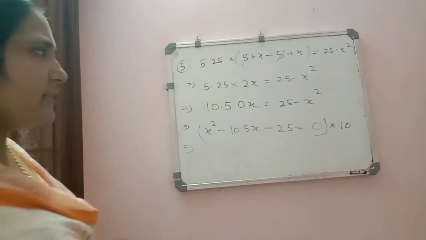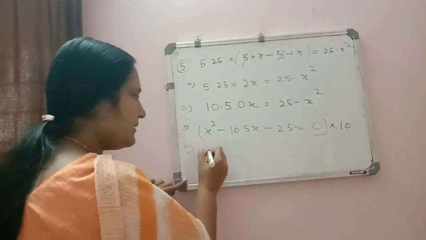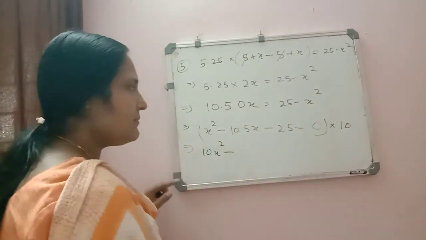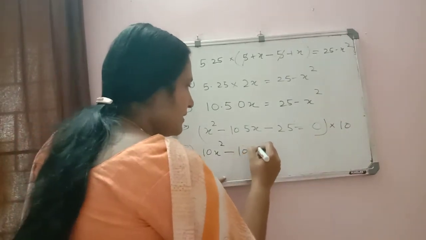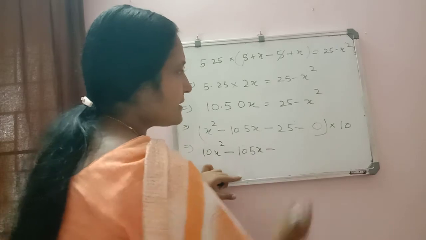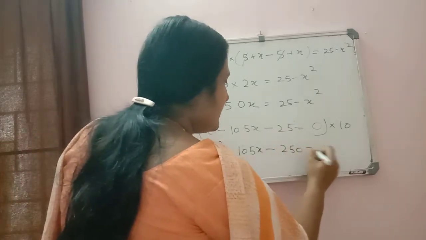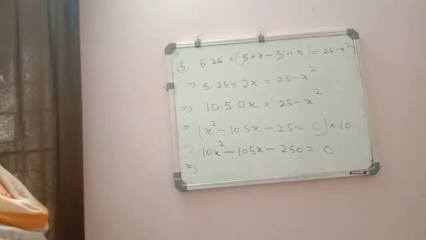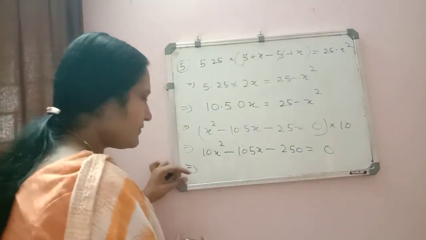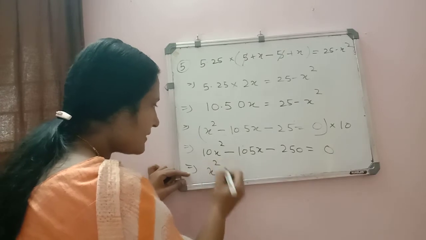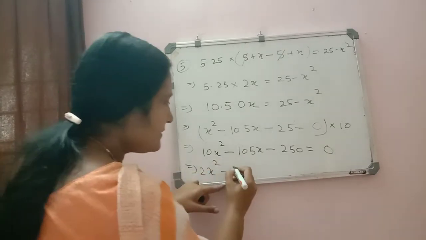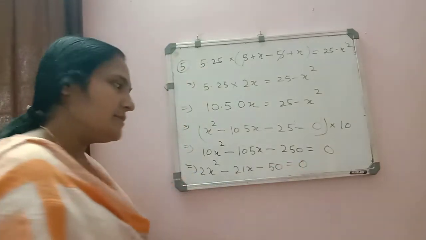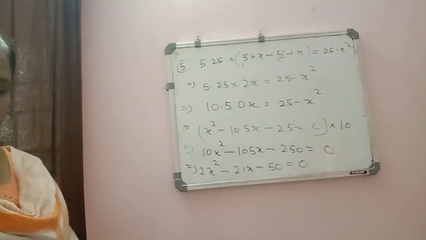Or if you don't want, we can multiply by 10. Then it becomes 10x square minus 10.5 into 10, and the decimal sign is removed. So it will be 105x minus 250 is equal to 0. Since all the numbers are divisible by 5, we can cancel by 5. So it will be 2x square minus 21x minus 50 is equal to 0. Now you can solve the quadratic equation.